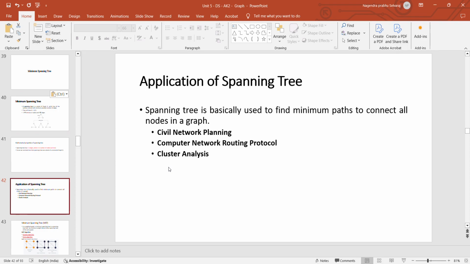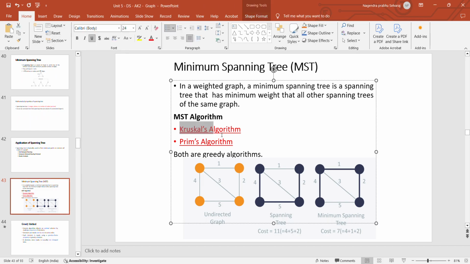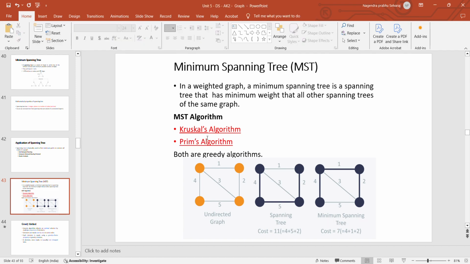Now we can directly go to a problem. For finding the minimum spanning tree, there are two types of algorithms. One is Kruskal's algorithm, another one is Prim's algorithm. So two algorithms, we will see one by one. First we will start with Kruskal's algorithm, then we can go for Prim's. Before starting Kruskal's or Prim's algorithm, first you want to know the minimum spanning tree in detail with a weighted graph.